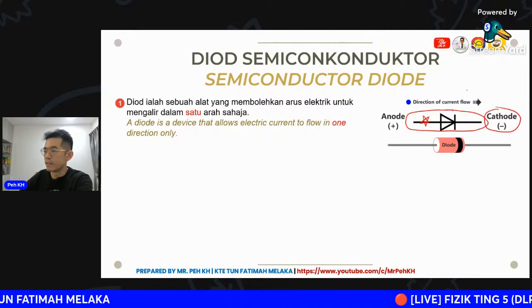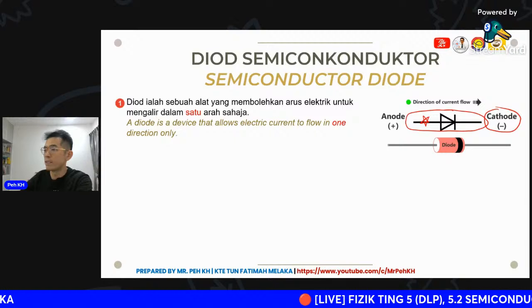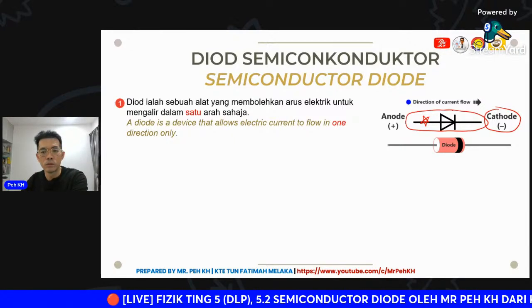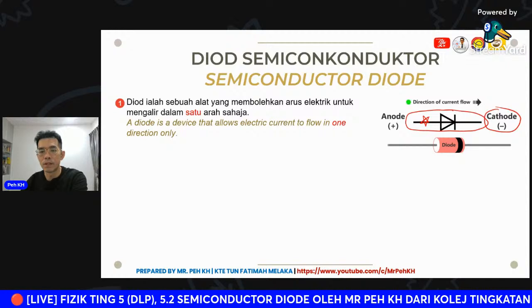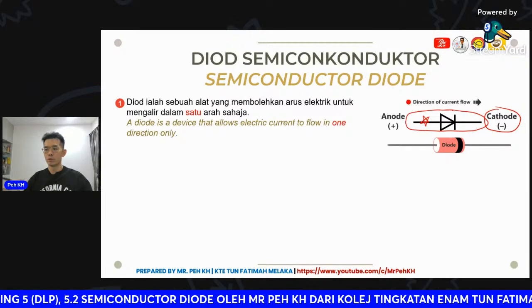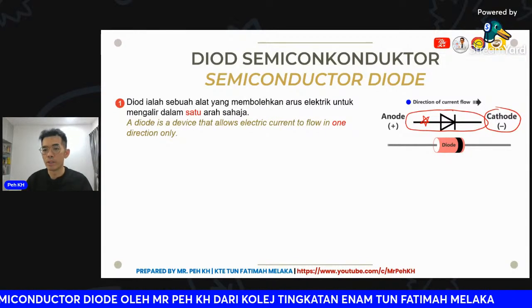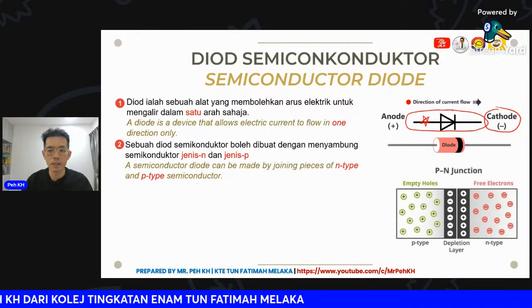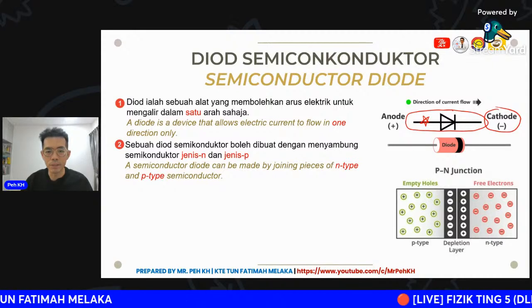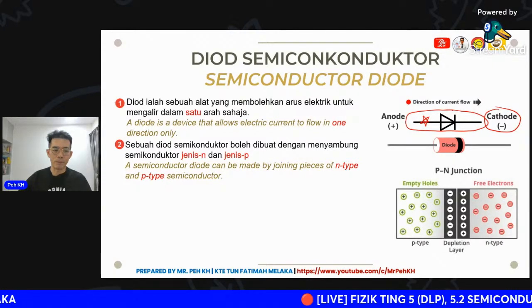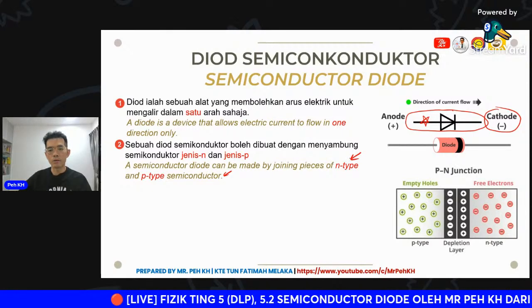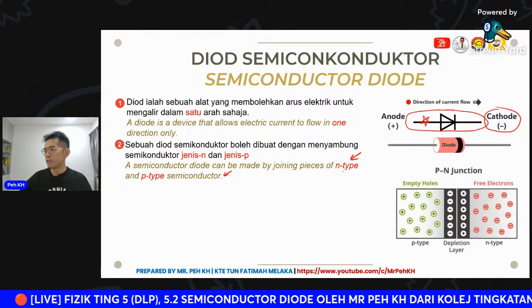Okay, so that means that the diode is a polar device. You should connect it to the correct terminal when you are joining the electrical components in the circuit. A semiconductor diode can be made by joining pieces of N-type and P-type semiconductor. So how do the N-type and P-type semiconductors form?